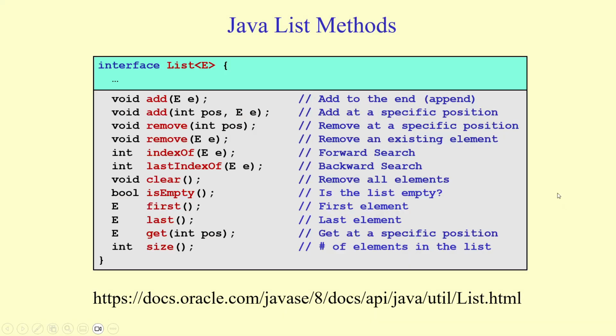List is a generic interface in Java. You could find all methods in this list interface by following this documentation. I just wanted to list some of the more important methods in the interface.